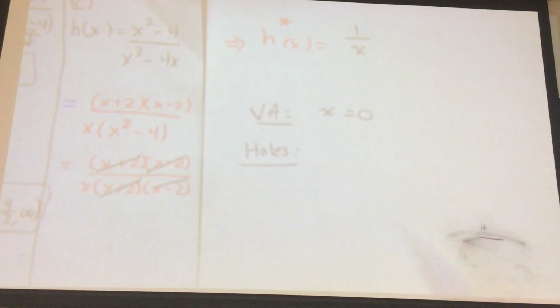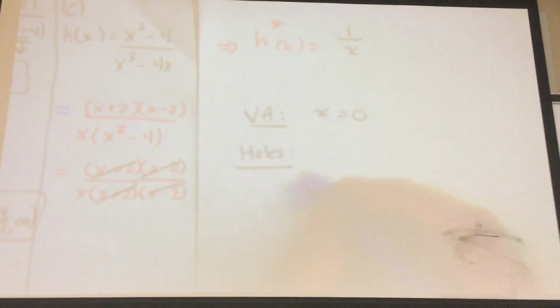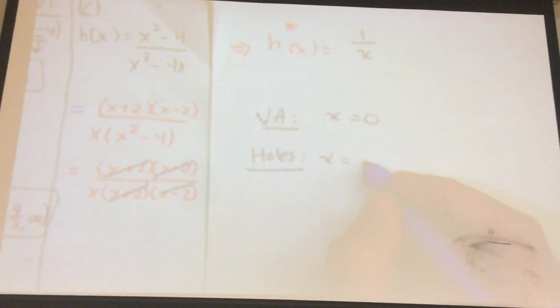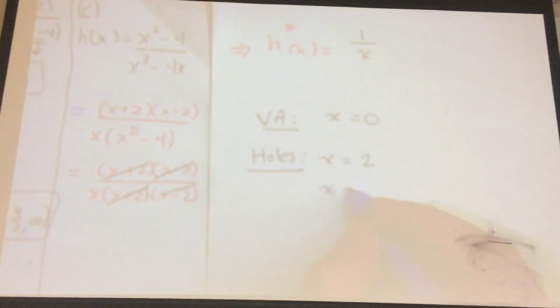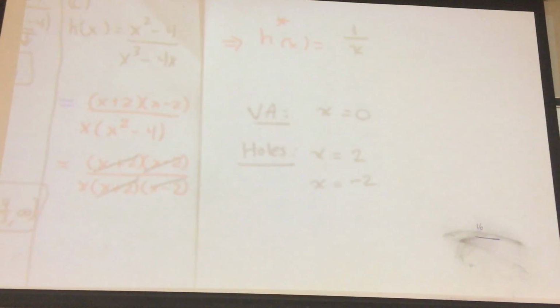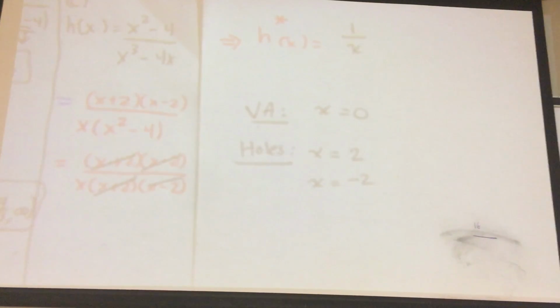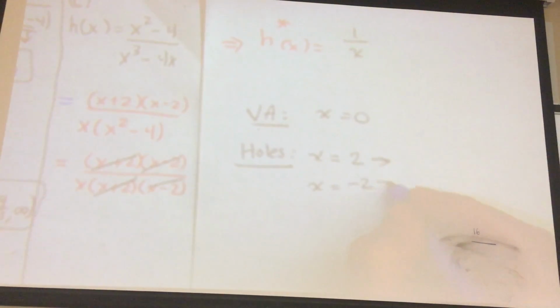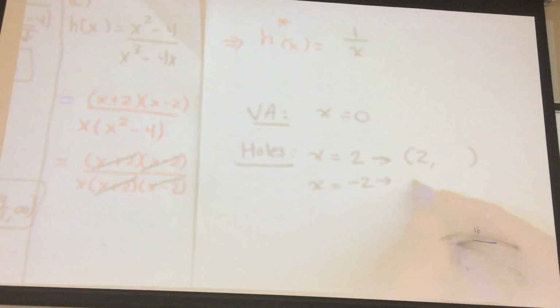All right, let's talk holes. You have 2 of them, don't you? When x equals 2 and negative 2, right? Now, if I just said what are the x locations of the holes, that's it. But if I asked you what are the holes, you could go further, I hope. When x is 2, I could find my y. When x is negative 2, I could find my y.